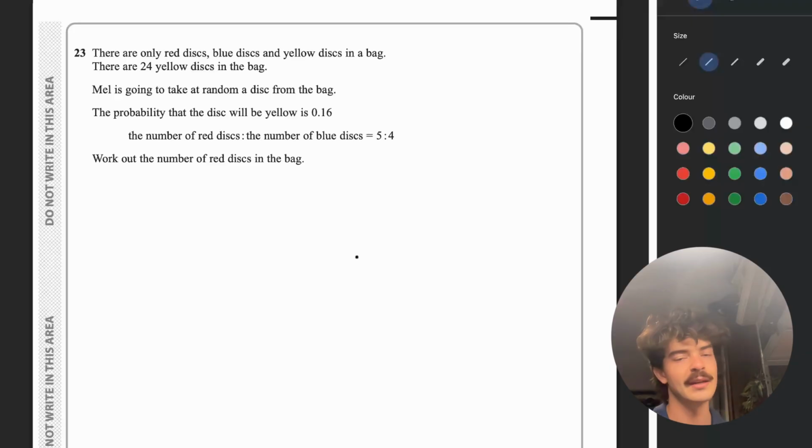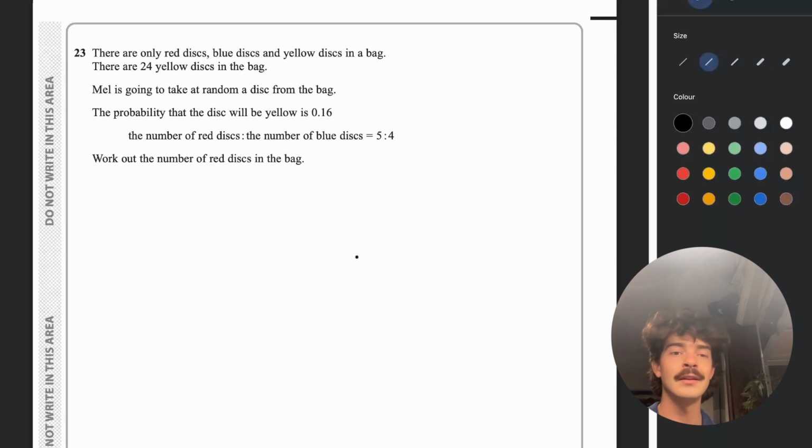So things are going to start getting a bit rough now, but we'll work our way through these and see how we get on. So question 23. There are only red discs, blue discs, and yellow discs in a bag. There are 24 yellow discs. Okay. Mel is going to take one of them at random, and the probability that the disc is yellow is 0.16.